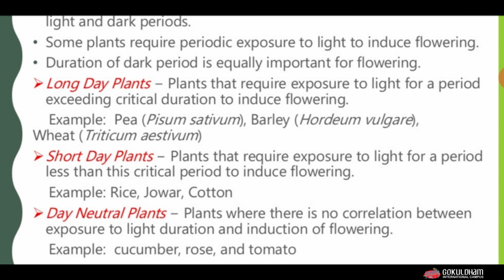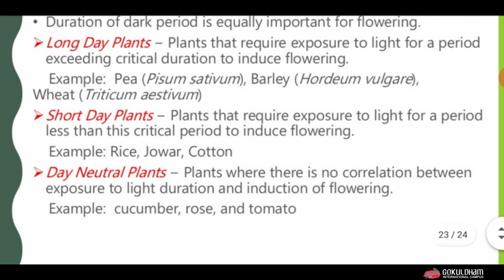Now short day plants: plants that require exposure to light for a period less than the critical period to induce flowering are known as short day plants. Examples of short day plants are rice, jowar and cotton. Means short day plants are plants that require short day length and a long dark period, so they are known as short day plants. And these short day plants grow in the winter season, whereas long day plants grow in the summer season.